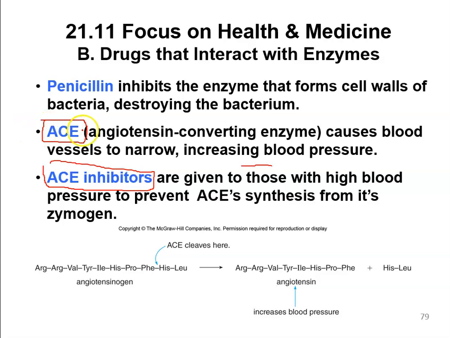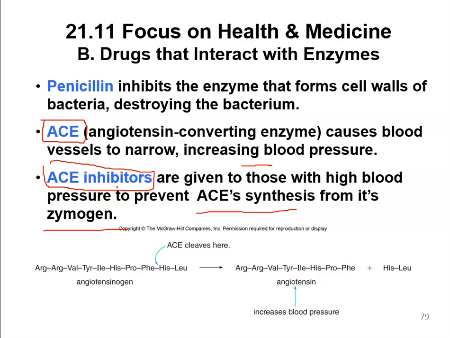So ACE inhibitors are given to those with high blood pressure to prevent the ACE synthesis from its zymogen. So a lot of these ACE enzymes stay in the zymogen and don't get called upon or activated. In fact, a lot of these ACE inhibitors are actually proteins found in snake venom.